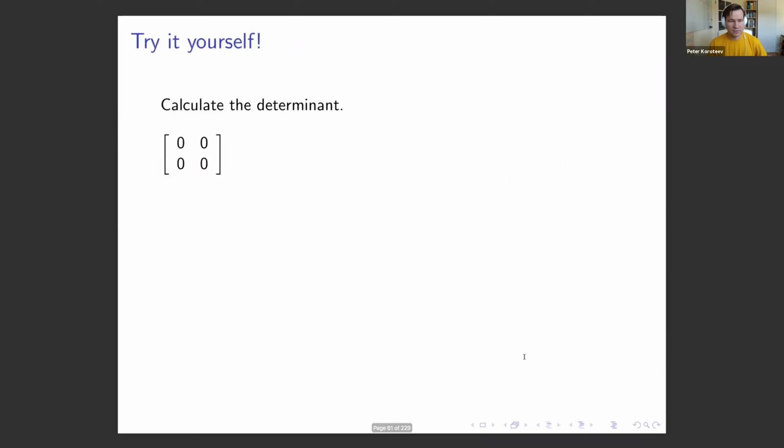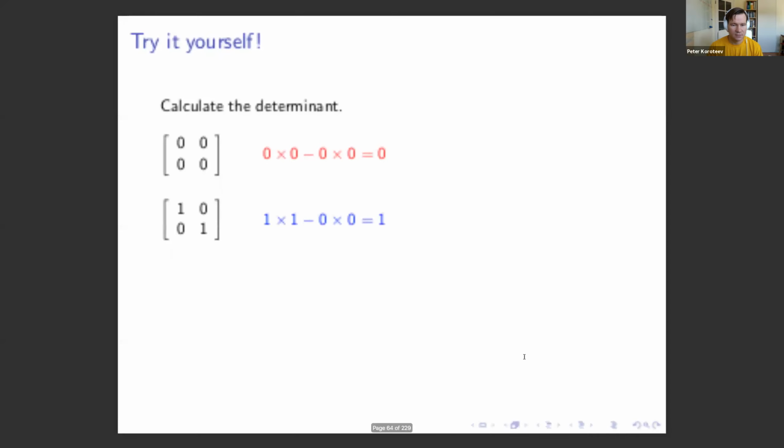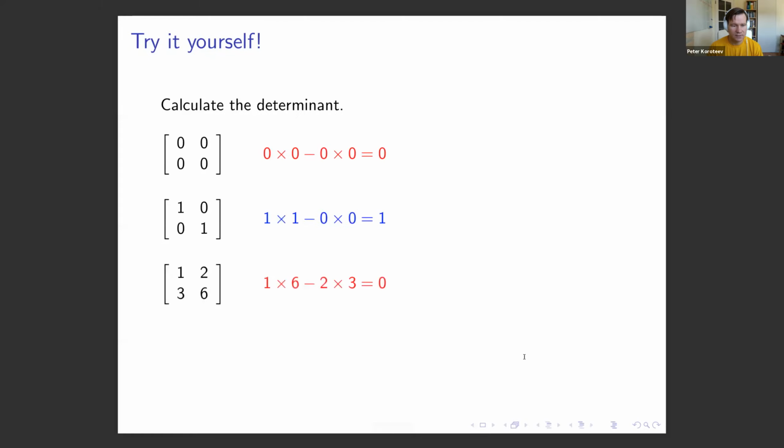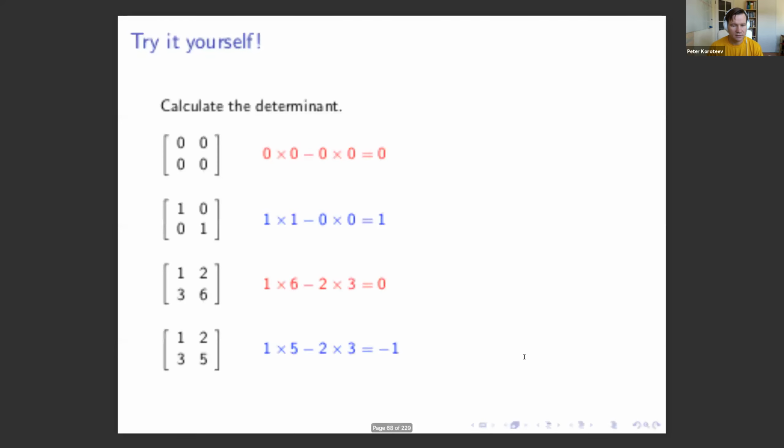Let's do some calculations. Here the determinant is clearly 0. Here the determinant is equal to 1. Here it's 0. And here it's -1. See, in 2 of those examples, the determinant was equal to 0.